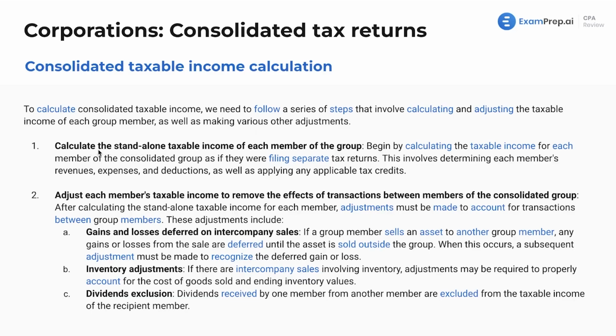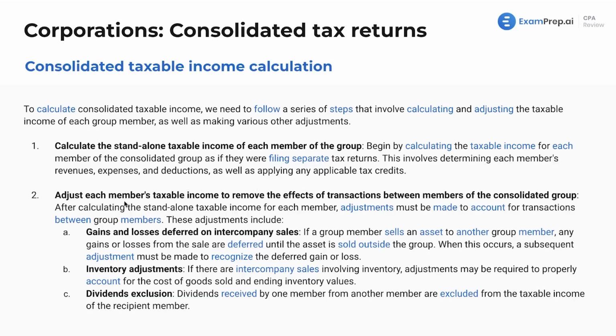First off, we're going to have to calculate the standalone taxable income of each member of the group, which, okay, that's fair. Begin by calculating the taxable income for each member of the consolidated group as if they were filing separate tax returns. This involves determining each member's revenues, expenses, and deductions, as well as applying any applicable credits.